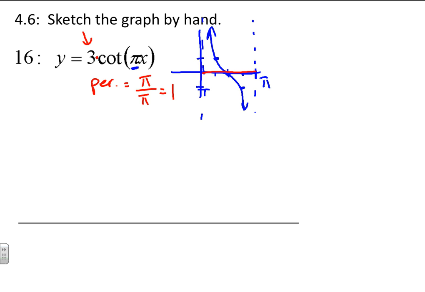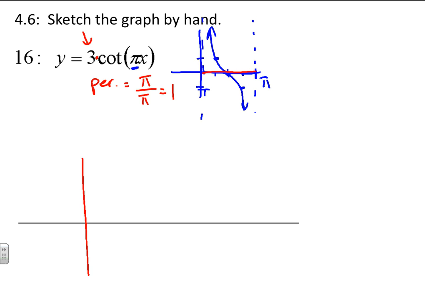This is post function, which means we're multiplying the y values. What used to be up 1 is now up 3. What used to be up 10 is now up 30. What used to be down 2 is now down 6. 3 times as tall.